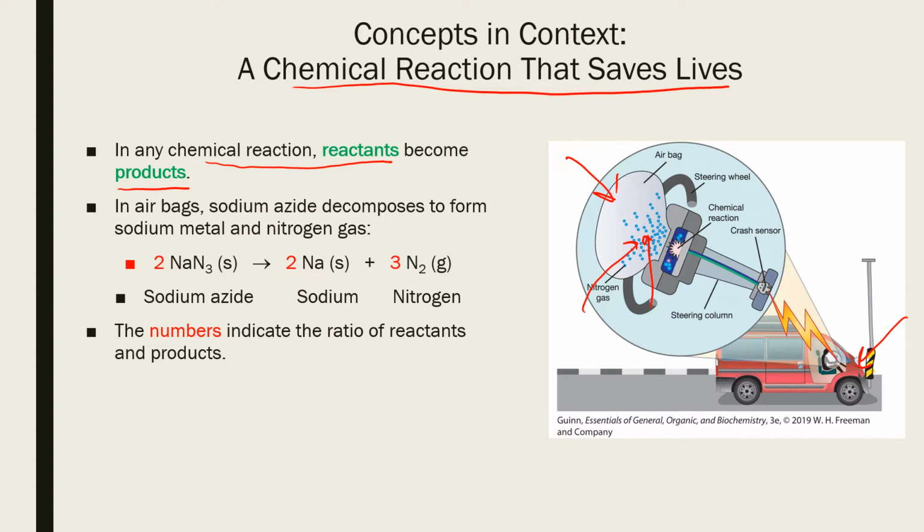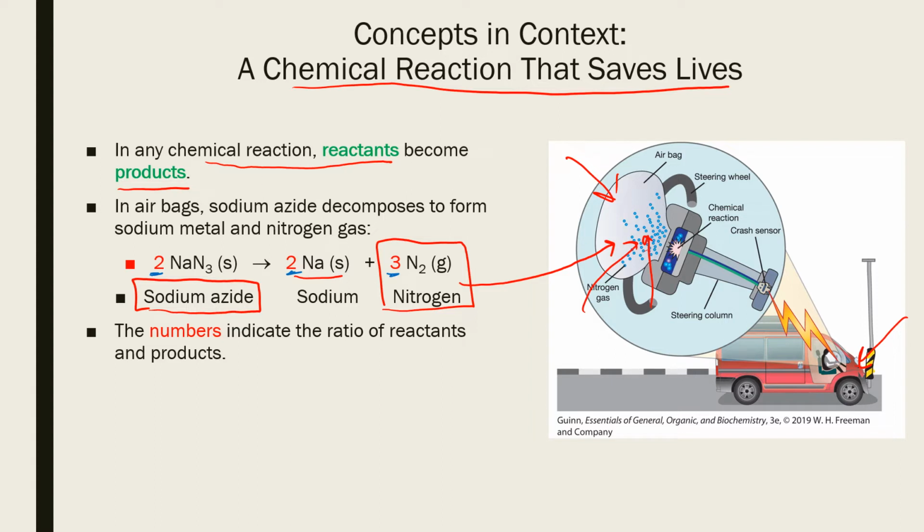The chemical reaction that causes an airbag to inflate is the decomposition reaction of sodium azide, which leads to the production of two products. One is sodium metal and the other one is nitrogen gas. And this nitrogen gas is the substance which inflates the airbag. These numbers in front of reactants and products are the ratios between reactants and products which will be produced or used in the chemical reaction.